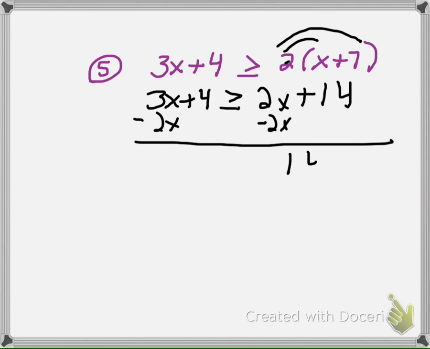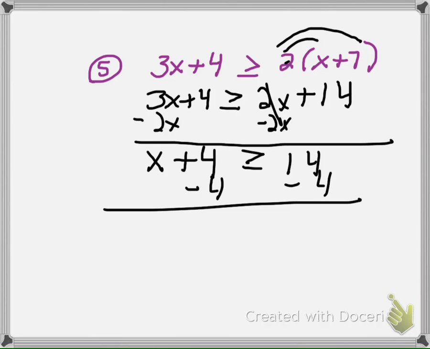And now I have 14, and then here, remember that that cancels. 2x and negative 2x is 0, that's why I crossed it out. Here, this is x plus 4, because 3x minus 2x is just 1x. Okay, I have one more step left. I have to get rid of this 4. The opposite of 4 is minus 4, so subtract 4 on both sides. 10. X is greater than or equal to 10.